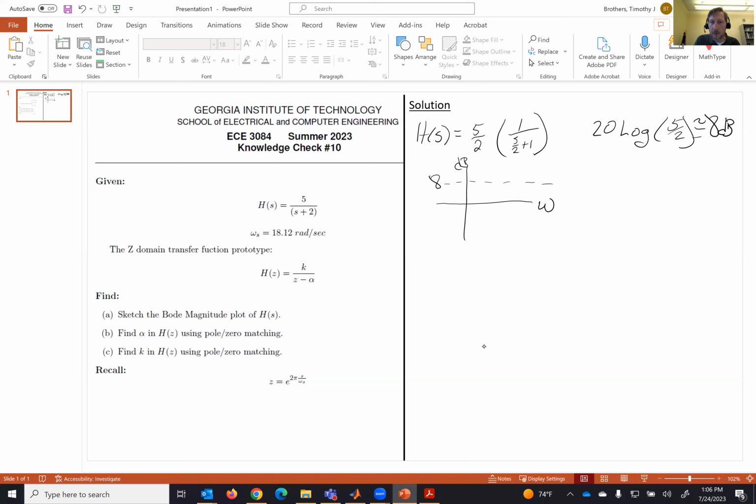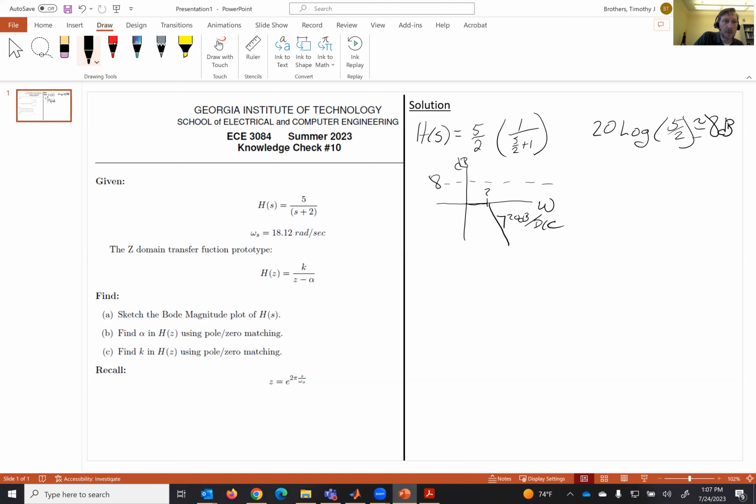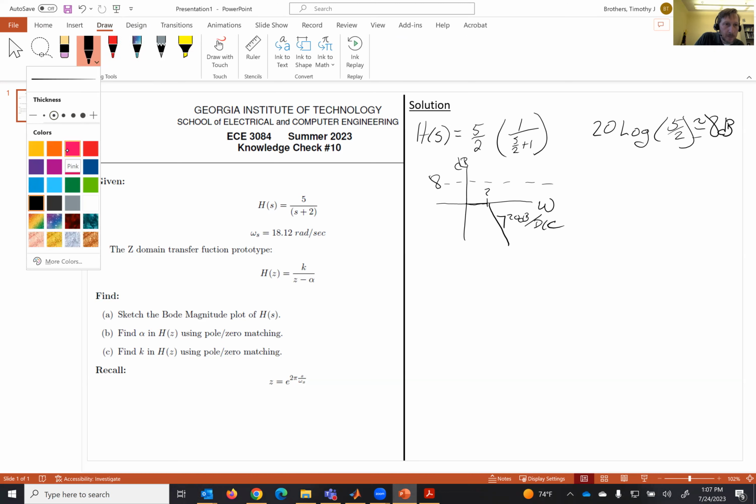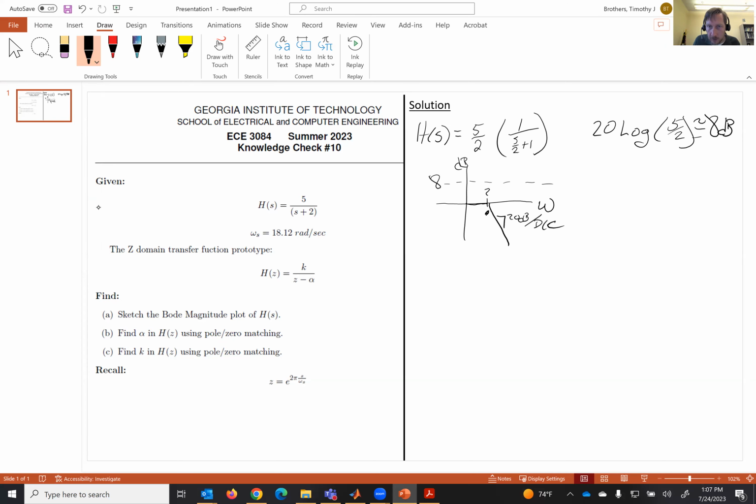And then at the value of omega equal to 2, we're going to drop down at 20 dB per decade. So if we want to get the straight line approximation, let's do that in orange. We can add the asymptotes together. Oh, I forgot to put the 3 dB correction point. This is right here, 3 dB correction point.